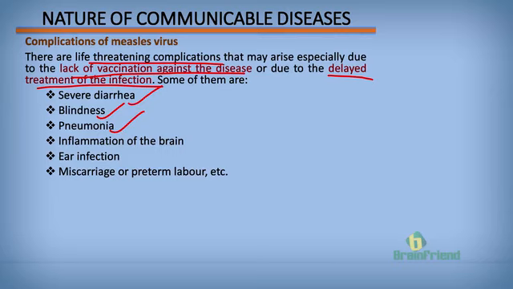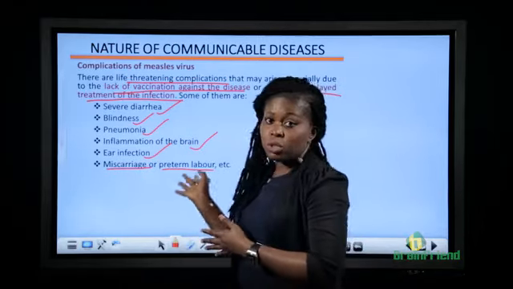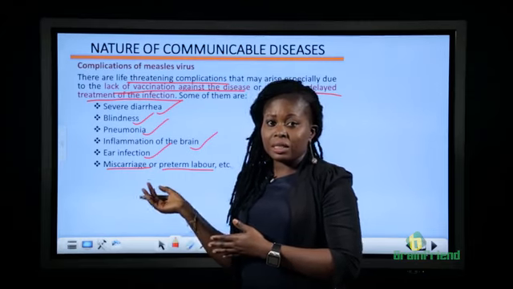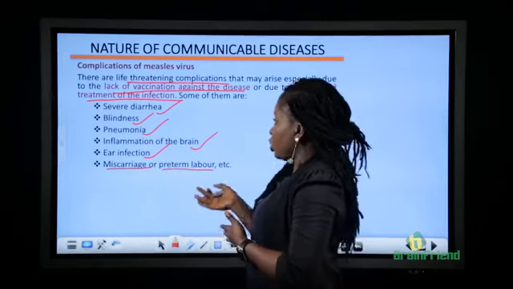Pneumonia, inflammation of the brain, ear infection, miscarriage or preterm labor. This is for pregnant women. This complication happens when a pregnant woman with the disease delays treatment.